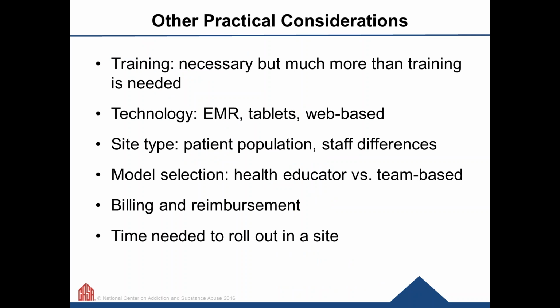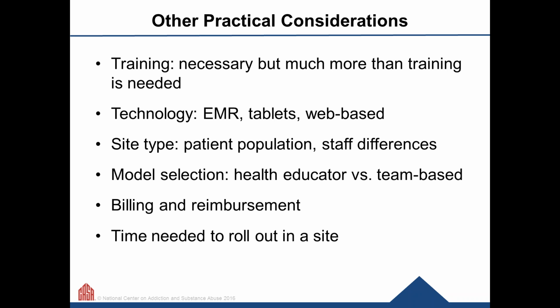So a few other practical considerations. Training, as we've talked about, is a necessary thing, but much more is needed than training. A lot of people that we've seen make the mistake that sending staff to training is enough. So staff are trained, now they're going to do SBIRT. But you've seen all of the other things that need to be thought about as you're implementing and maintaining SBIRT. Putting all these other things in place is very important. Training is absolutely necessary, and again, it varies on who's going to be doing what, but think about all these other things.